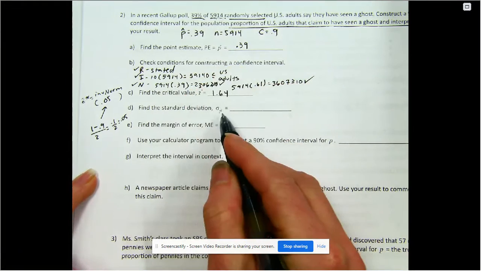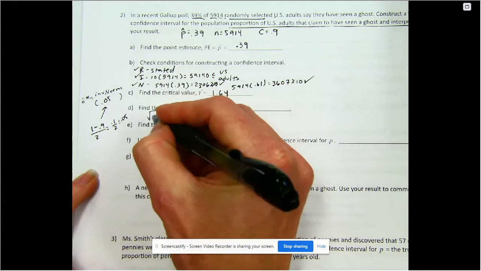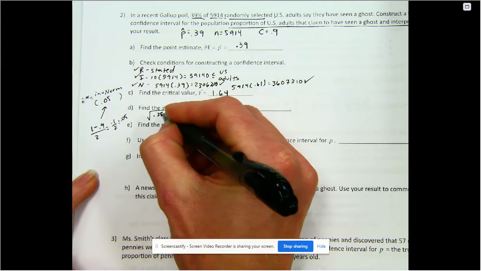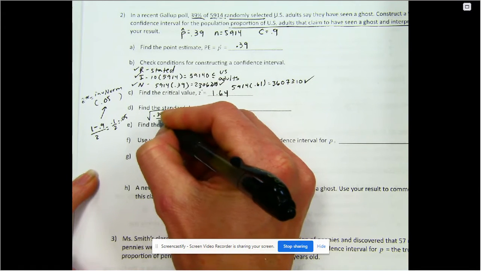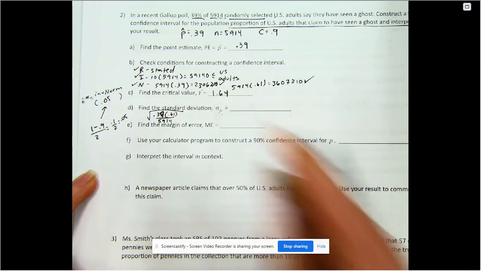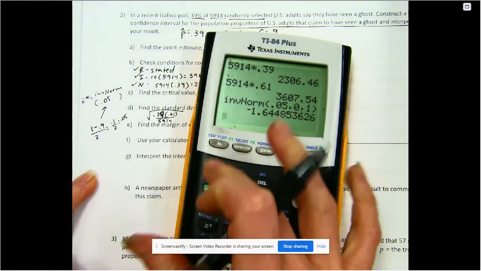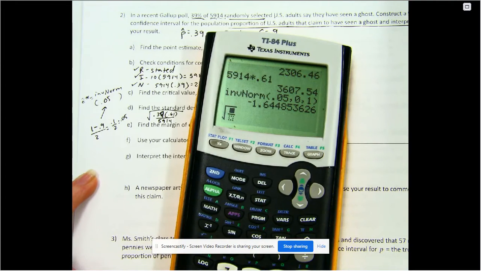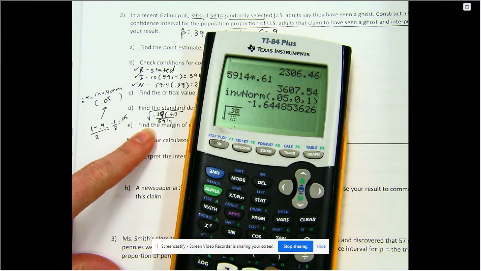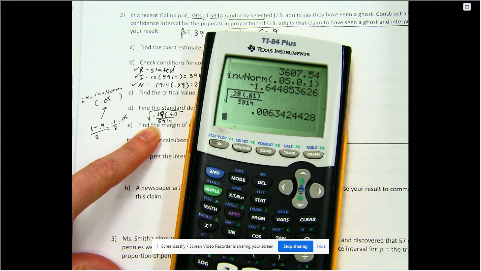For our standard deviation, that's going to be the square root of p hat, 0.39, times 1 minus p hat, 0.61, over n, 5914. So again, we'll type that in. So we're going to go standard deviation, 0.39 times 0.61 divided by 5,914. And I get 0.006.